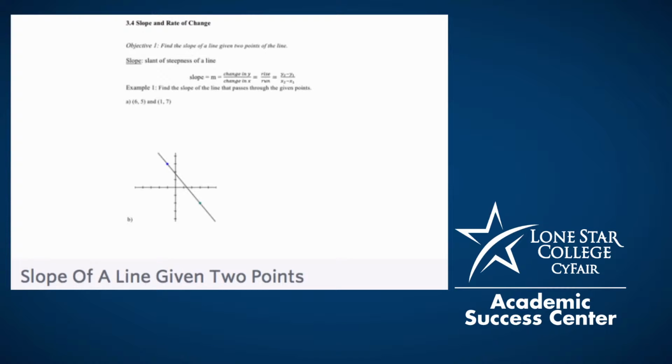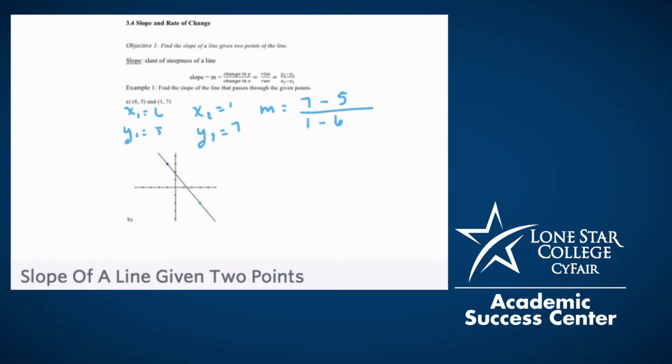So in example 1a, we're given the 2 points (6, 5) and (1, 7). And how we would label them would be x1 is 6, y1 is 5, x2 is 1, and y2 is 7. Now using our slope formula, we'll fill it in. y2 minus y1 over x2 minus x1.